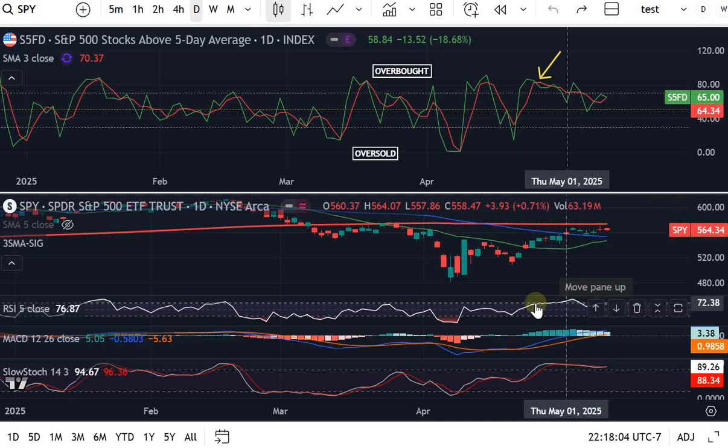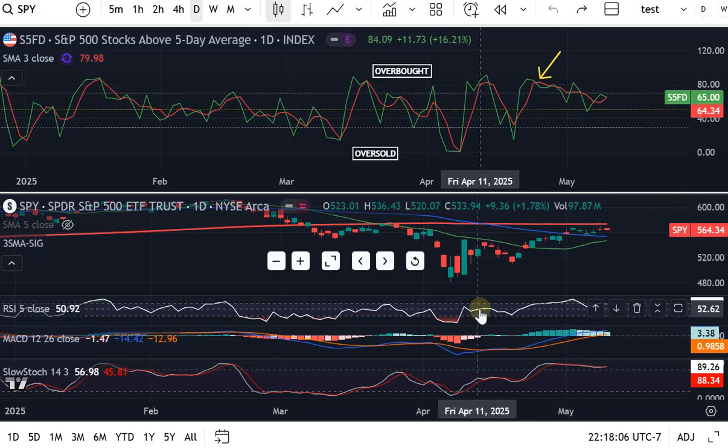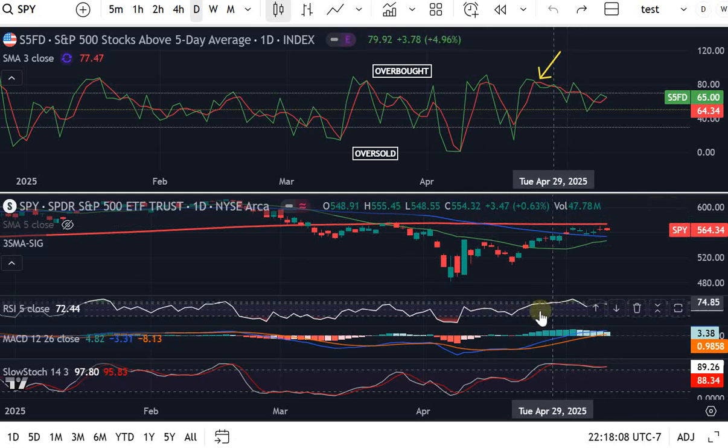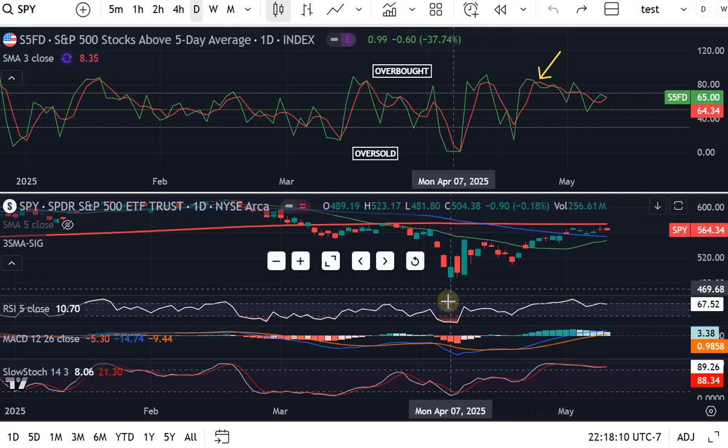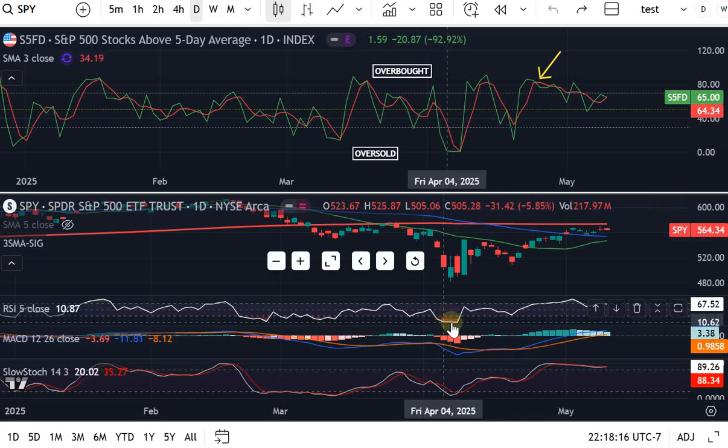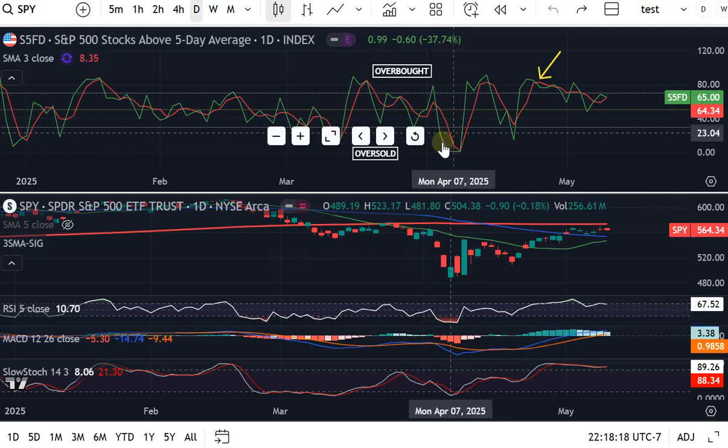And down here we have the RSI 5 indicator here. This is what I use for the swing trades. Normally once it gets down in this area in the 30 and under, this is when I start looking for swings. Kind of coincides with this right here.